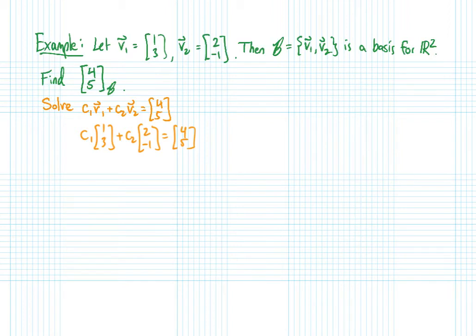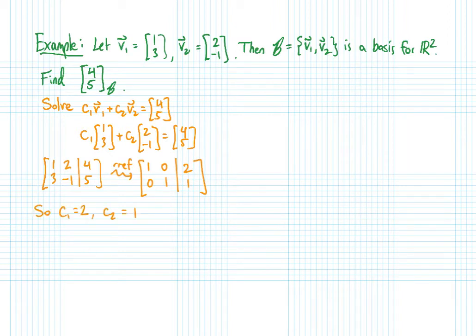And surprise, surprise, like everything in this class, this is a system of linear equations. So we solve it by making an augmented matrix and putting it in reduced echelon form. And this is what you get. And from here, we can just read off the solution. c1 equals 2 and c2 equals 1. And those are the numbers that make up the coordinate vector. So the answer is that the b-coordinate vector of (4, 5) is (2, 1).